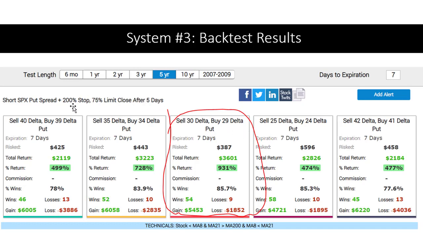And again, we're going to close after 5 days, and we'll still use that 200% stop loss in case the market really falls out of bed, and then we'll have a stop loss in place for that particular trade. So that is the market condition for system number 3 based on the 8 and 21.